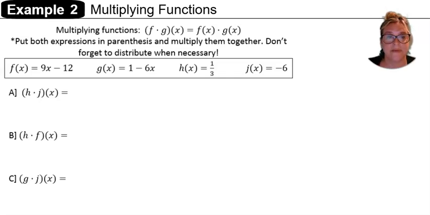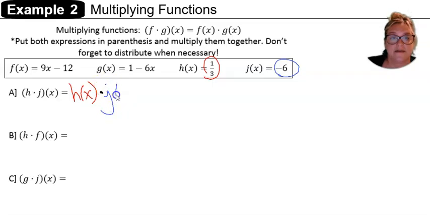So welcome back. In example 2 of operations with functions, we're going to be multiplying our functions this time instead of adding and subtracting like we did in example 1. So in A, we have h times j of x. So I'm going to use red for h of x, and then we're going to be multiplying that times j of x, which I'll use blue, and j of x comes next.